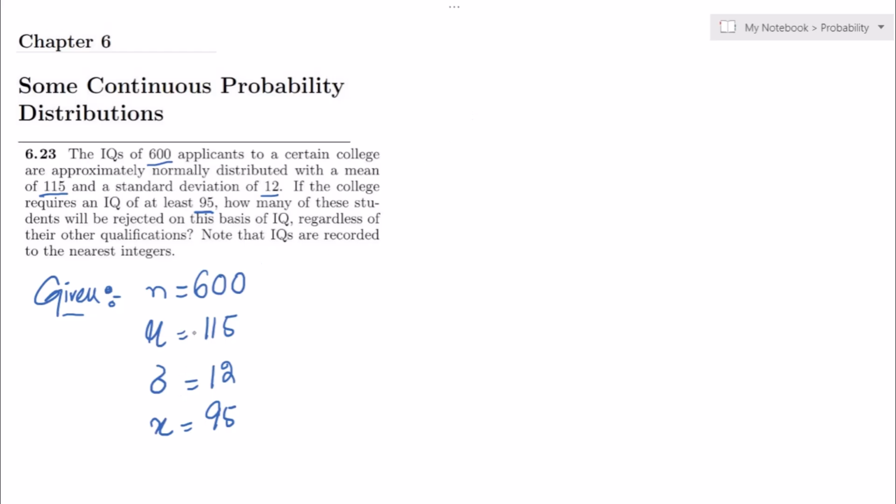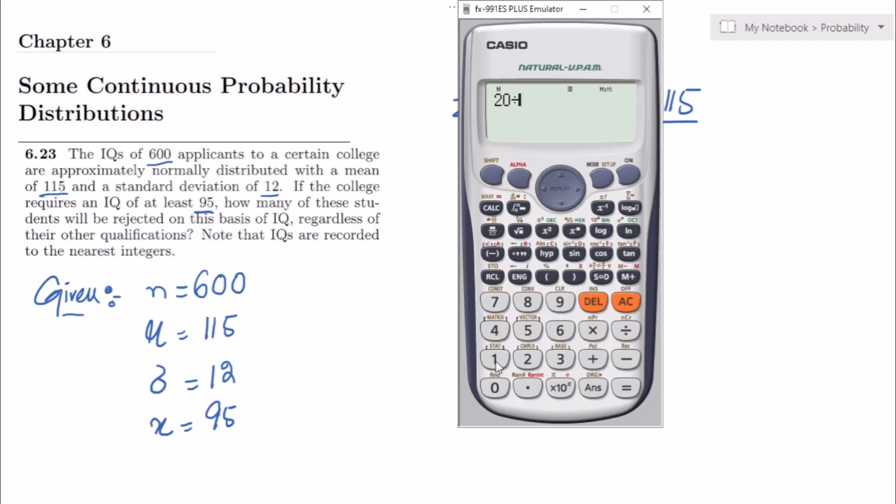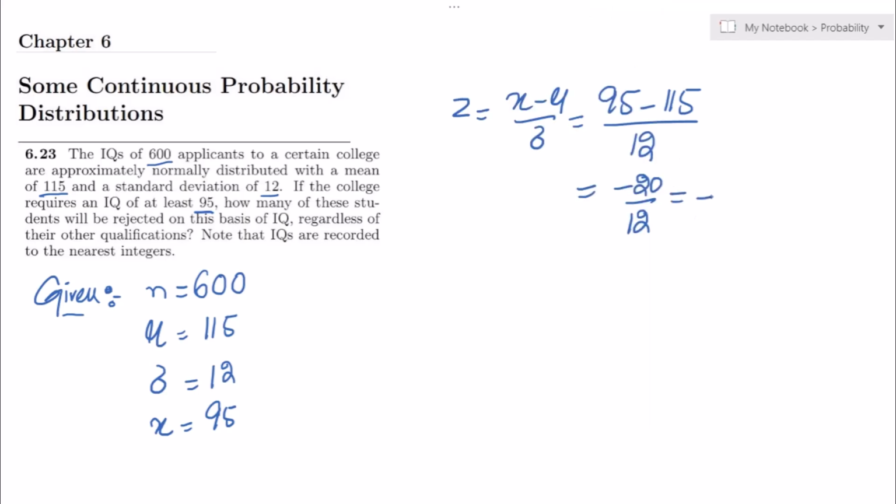Okay, so first of all, what do we have to do? We have to find out the value of z so that we can use the z distribution table. So here z is x minus mu divided by sigma. Let me write the value of x, that is 95, minus mu, which is 115, divided by sigma, which is 12. So this is minus 20 divided by 12. So 20 divided by 12, how much is this? This is 1.67. Okay, so this is minus 1.67 because of this sign here.